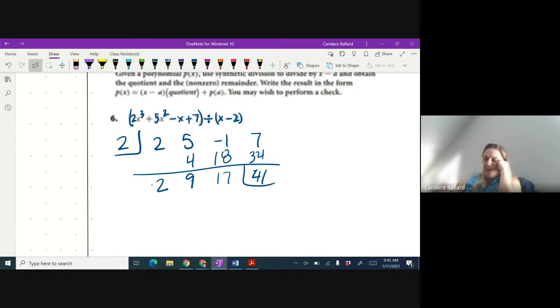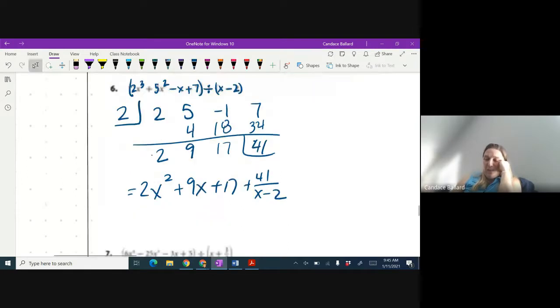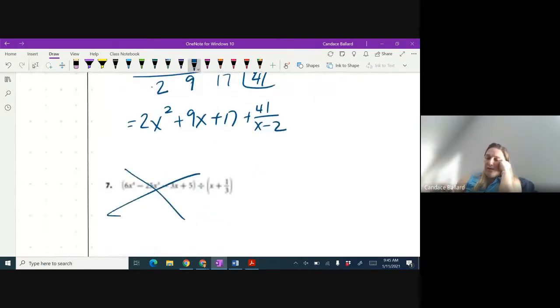Okay, so then I'm going to write this out. 2x squared plus 9x plus 17 equal, or not equals. Don't make that mistake. It's going so well, right? Plus 41 divided by x minus 2. Okay, we are not going to do 7. You may cross 7 out. Okay, we're not going to mess with the other one with the fraction.